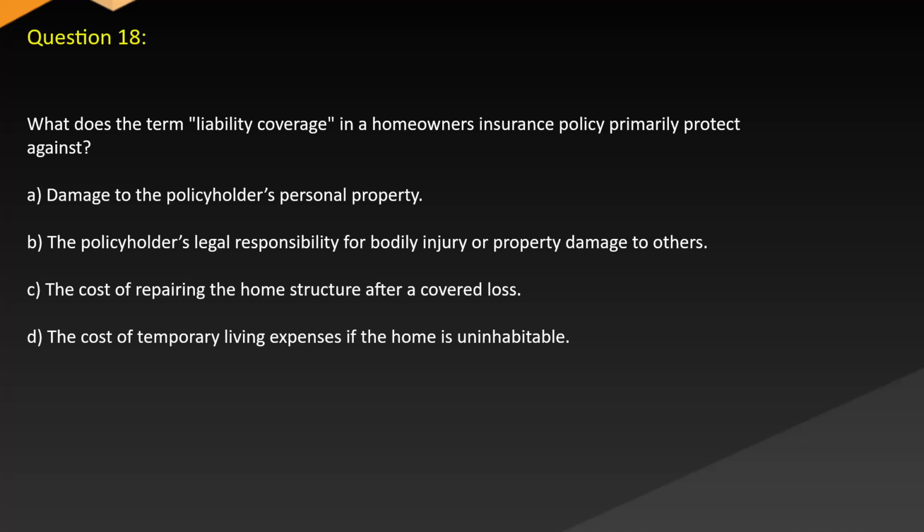Question 18. What does the term liability coverage in a homeowners insurance policy primarily protect against? A. Damage to the policyholder's personal property. B. The policyholder's legal responsibility for bodily injury or property damage to others. C. The cost of repairing the home structure after a covered loss. D. The cost of temporary living expenses if the home is uninhabitable.